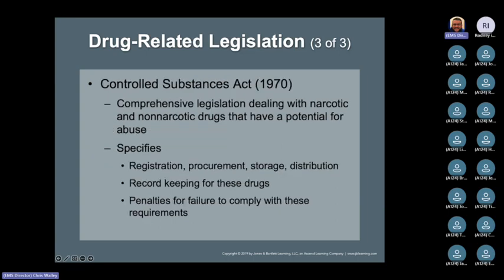All right, so the Controlled Substances Act of 1970. This is a comprehensive legislation dealing with narcotic and non-narcotic drugs that have a potential for abuse. Some of the specified requirements are registration, procurement, how they are stored, even how they are distributed, and then the records of these drugs. Now, 99% of your states all do electronic versions, so it's still tracked.